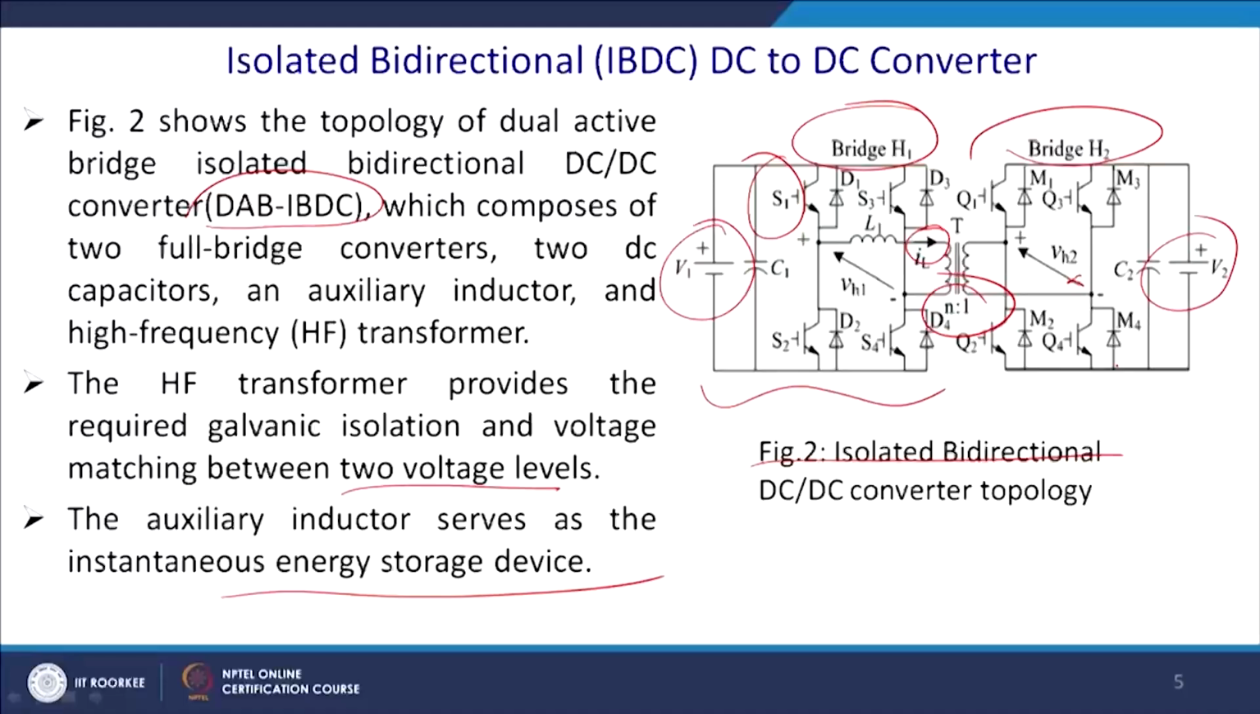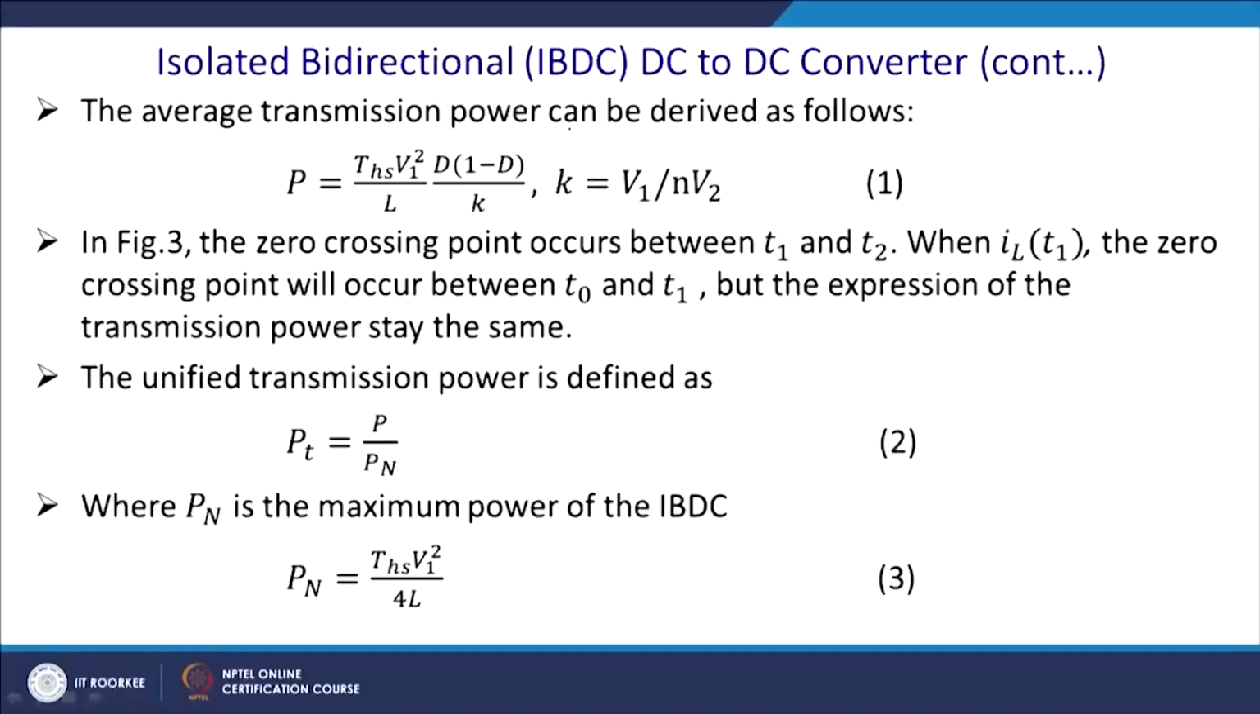You may feed power to the grid, or you can also take power from the grid, and you have a bridge H2, you have this reference. So, in the average transmission, the power can be derived as follows: P equal to TSH V1 square by L times D1 minus D by K, where K is essentially given by, it is coupled with the turns ratio, K equal to V into N into V, where N is N1 by N2.